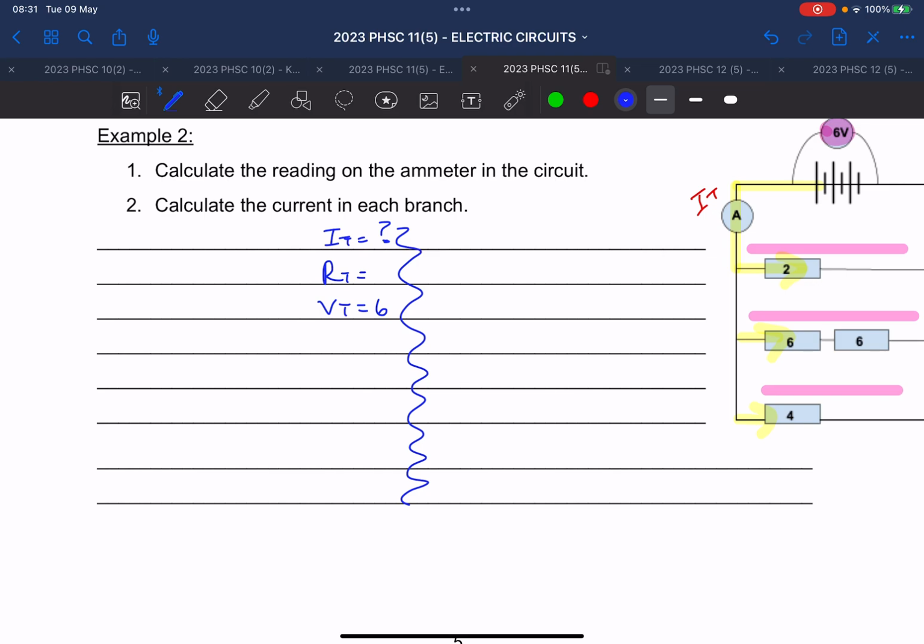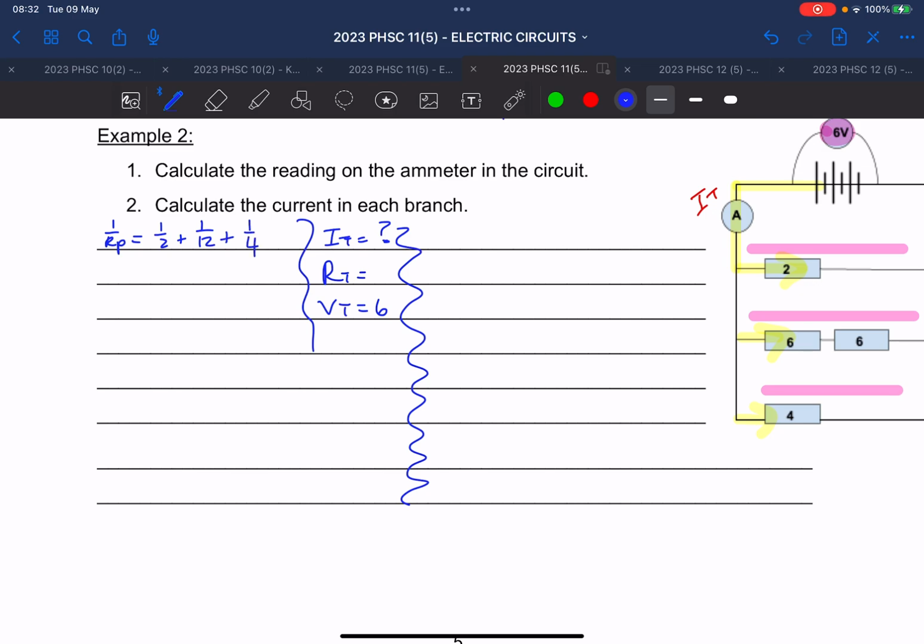The total resistance: can I say 2 plus 6 plus 6 plus 4 gives me 18? No. We're going to say 1 over RT is equal to 1 over 2 plus 1 over 6 plus 1 over 6 plus 1 over 4. The two 1 over 6 terms give 1 over 12, because these two are in series with one another, so you add them normally. Then 1 over 12 plus 1 over 4.